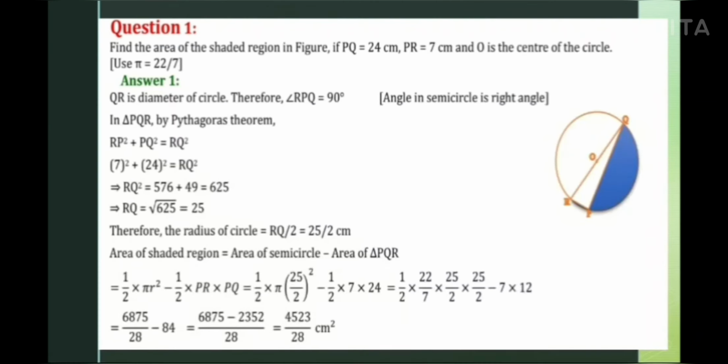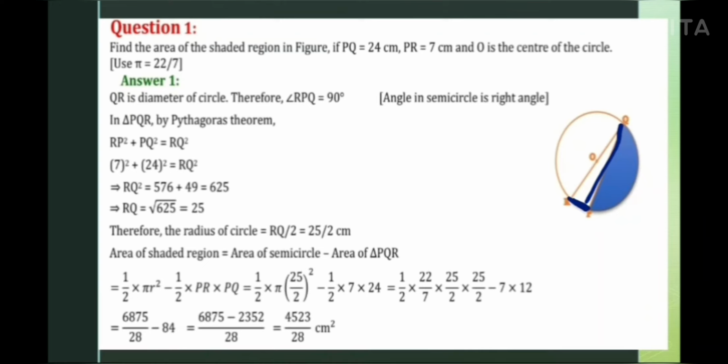Question number 1 is: find the area of the shaded region in the figure if PQ is equal to 24, PR is equal to 7 centimeter, and O is the center of the circle. As you can see, PQ is a chord and PR is another chord. The values of these two chords are given as 24 and 7 respectively. You have to find the area of the shaded blue region.